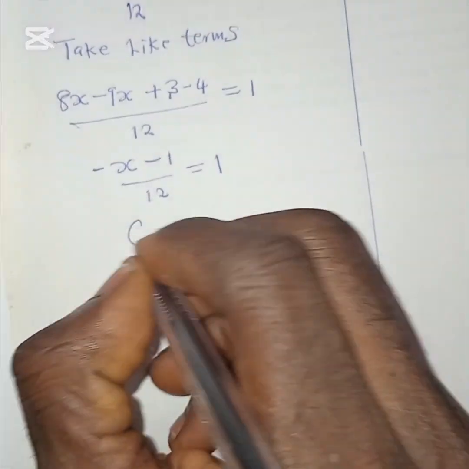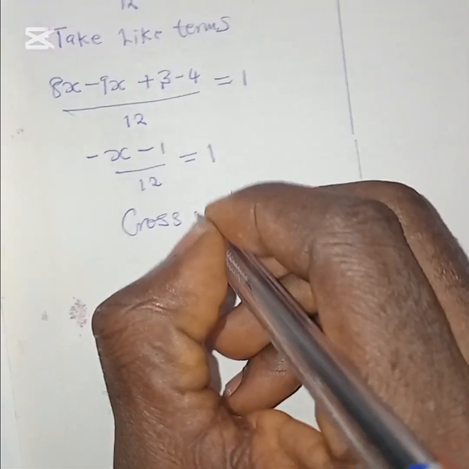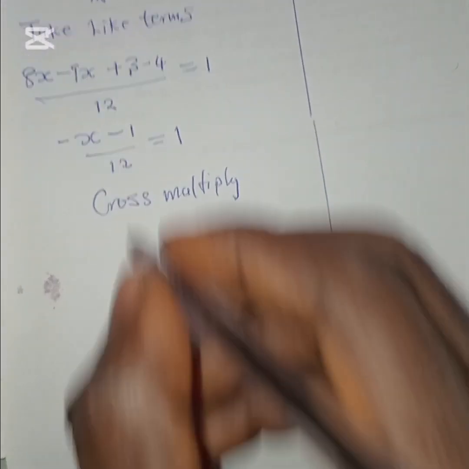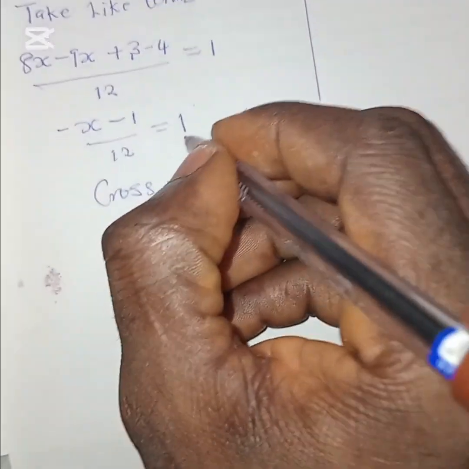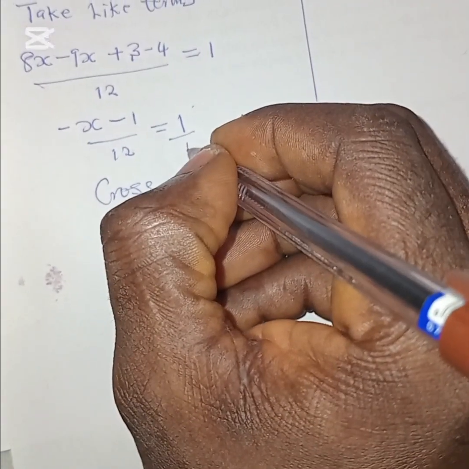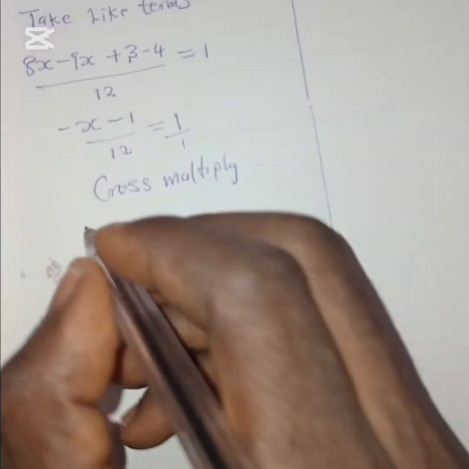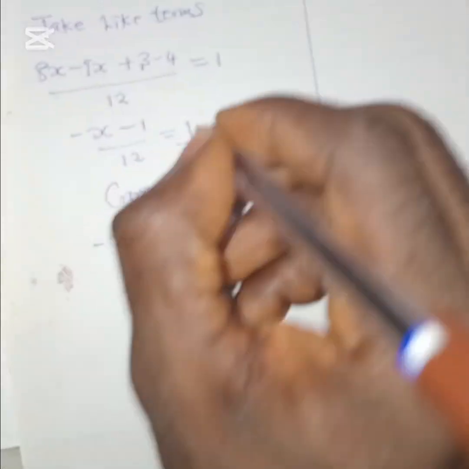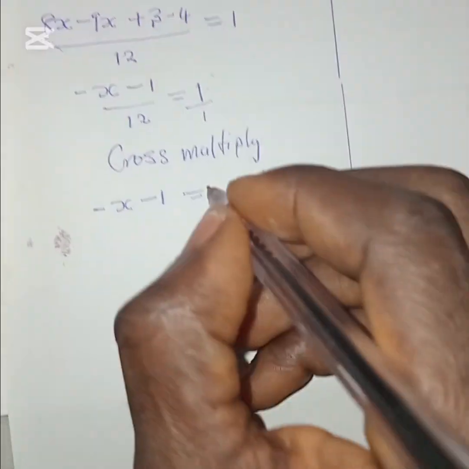And say cross multiply just like you did earlier. If you cross multiply this, remember there's an invisible one under it. So this will multiply this. So you have minus x is equals to 12 multiply 1, which will still give you 12.